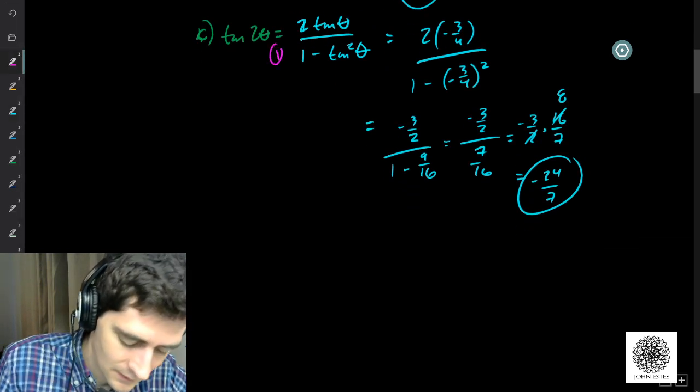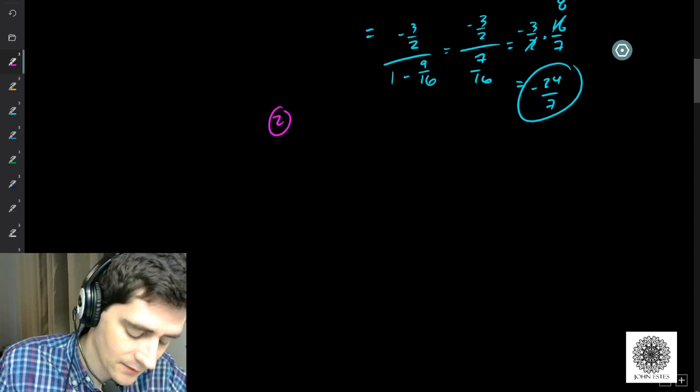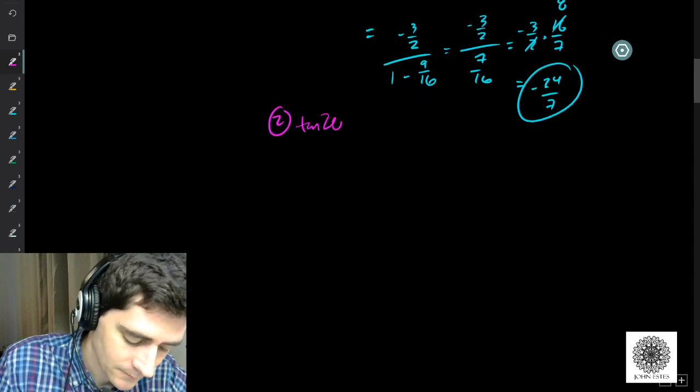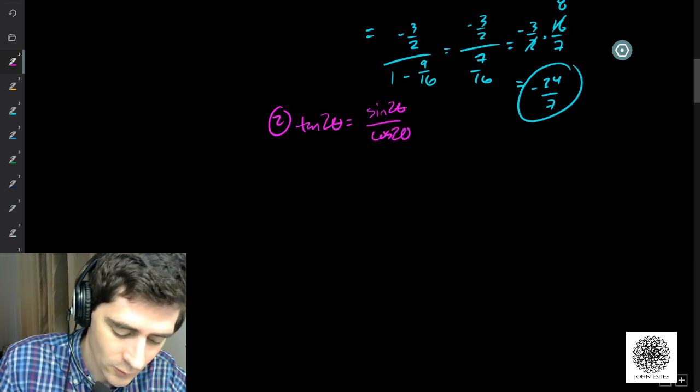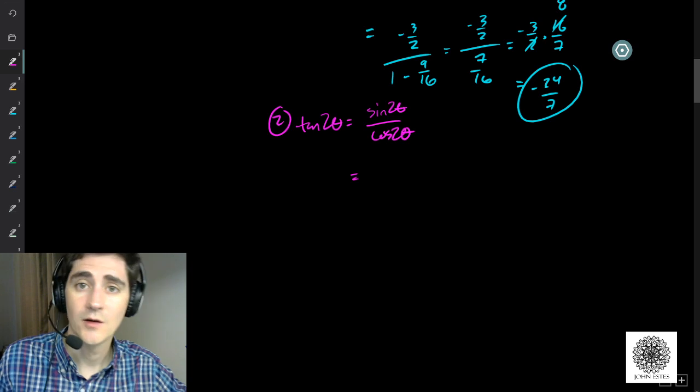so let's call that 1. I could have said that, remember, tangent 2 theta is the same thing as sine 2 theta over cosine 2 theta, right? Quotient identities. And we already figured out both of those.